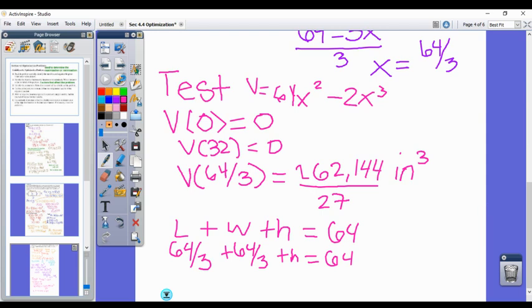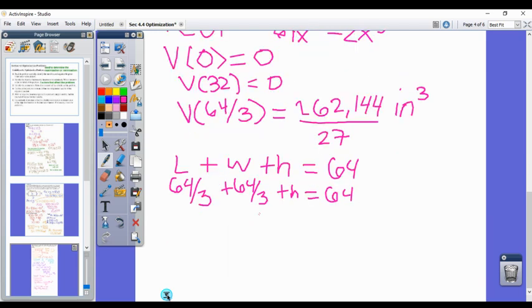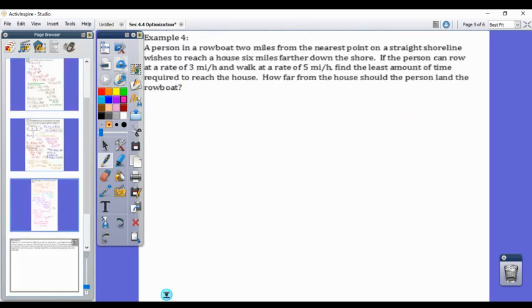And in this case, the answer is 64 over 3. All right, so my dimensions are 64 over 3 for length, width, and height, and my maximum volume is 262,144 divided by 27 inches cubed. Yay! Okay, we have 2 more examples. The last 2 examples are going to be a little bit more in depth.